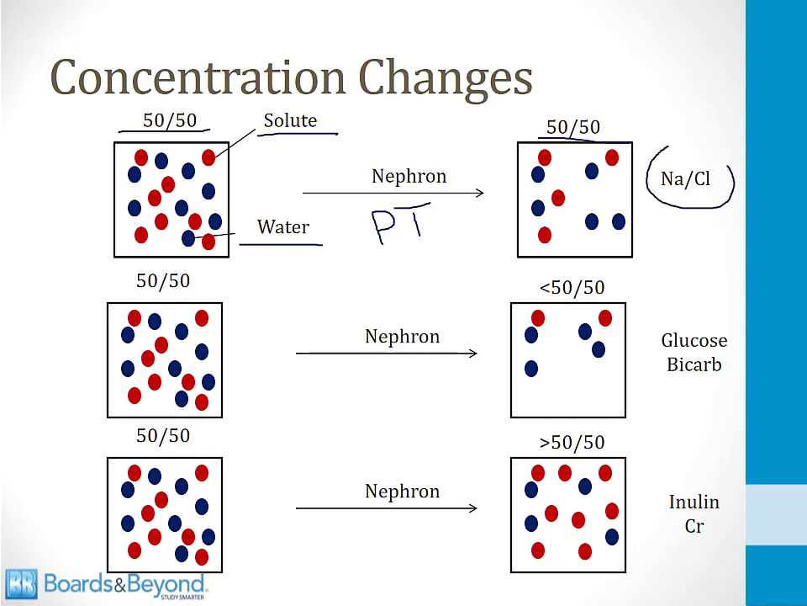And this is what happens for sodium and chloride. They are reabsorbed at roughly the same rate as water, so even though we are reabsorbing sodium and chloride, the relative concentration doesn't change much through the proximal tubule.